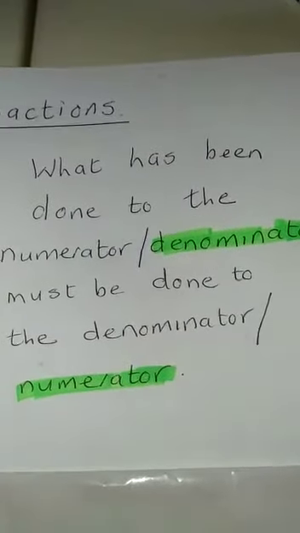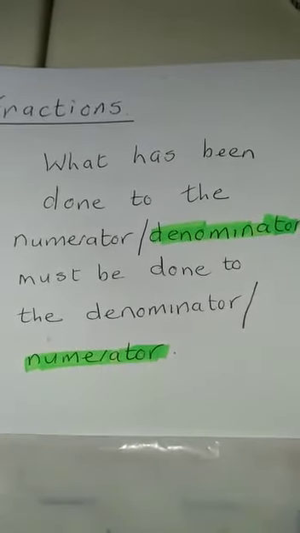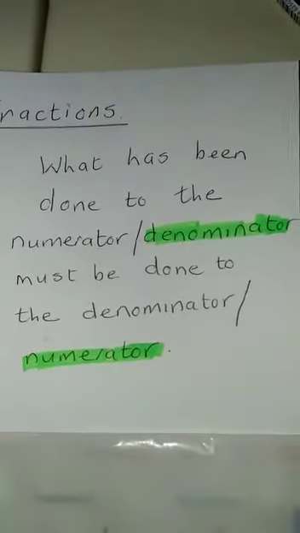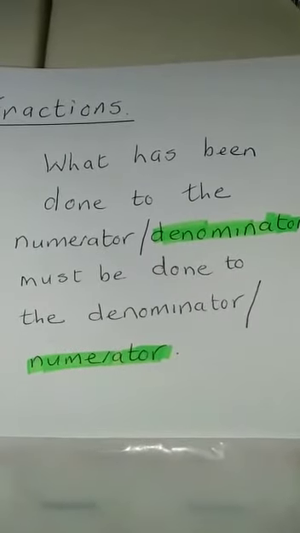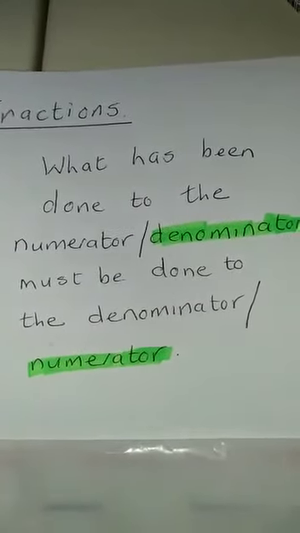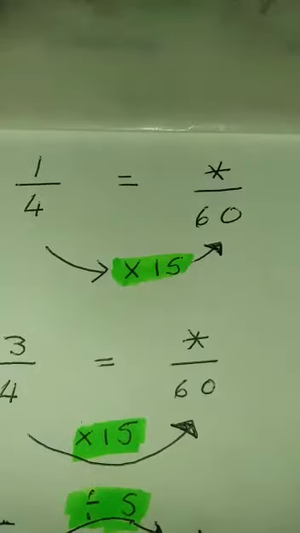Please remember the rule for working out equivalent fractions. What has been done to the denominator must also be done to the numerator, or what's been done to the numerator, the same must be done to the denominator.